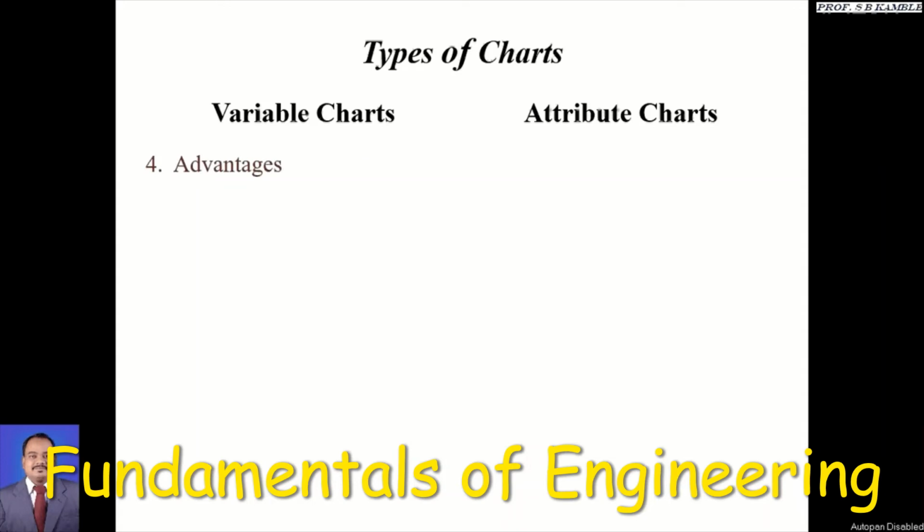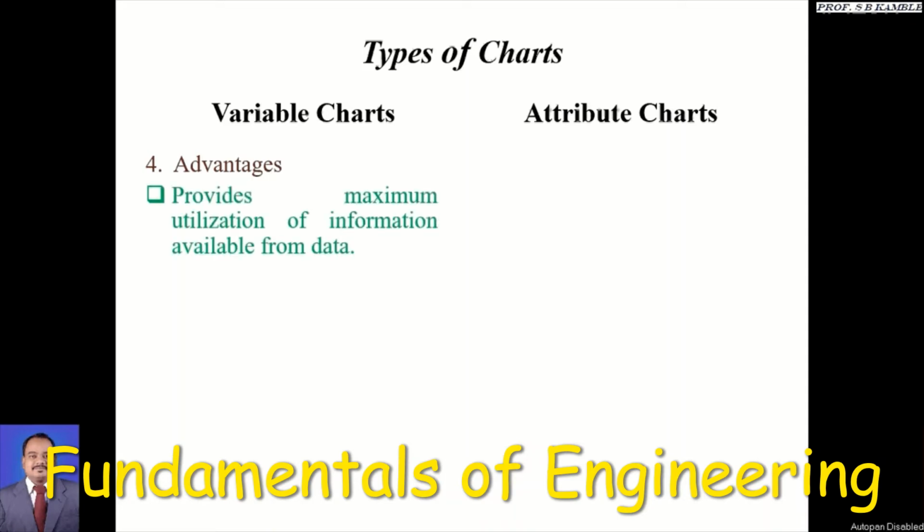So what are the advantages of using these charts? The first advantage of variable charts is that they provide maximum utilization of the information available from the data. Whatever information we get, if we plot it on these charts based on the upper control limit and lower control limit, we can see whether the values fall between the limits or not. That we get by using this variable data.